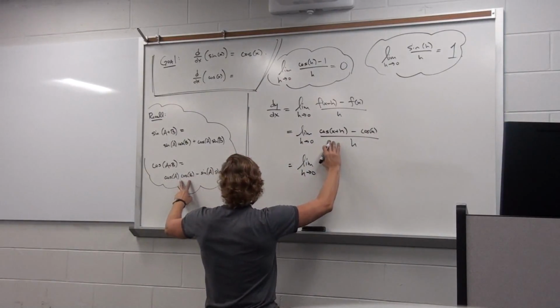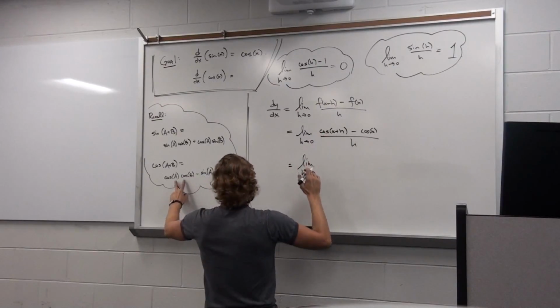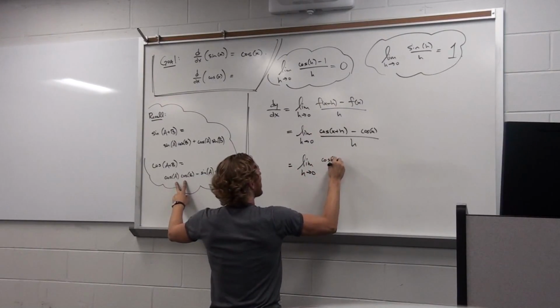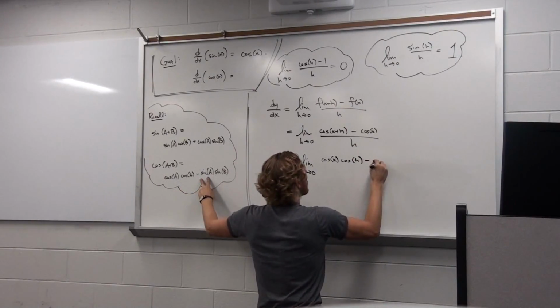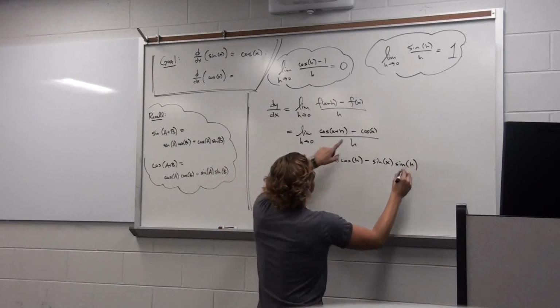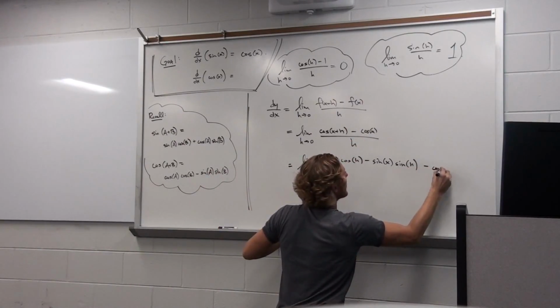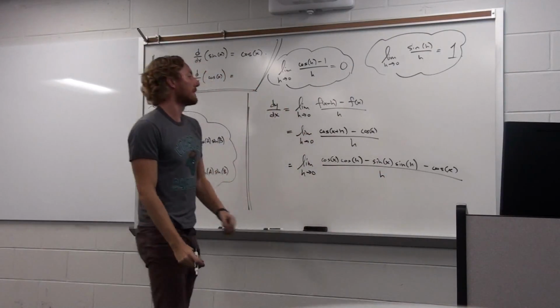And by applying this old school trig formula to cosine of x plus h, you get cosine x cosine h, minus sine x sine h. We still have the minus cosine x off here to the right, and this is all over h.